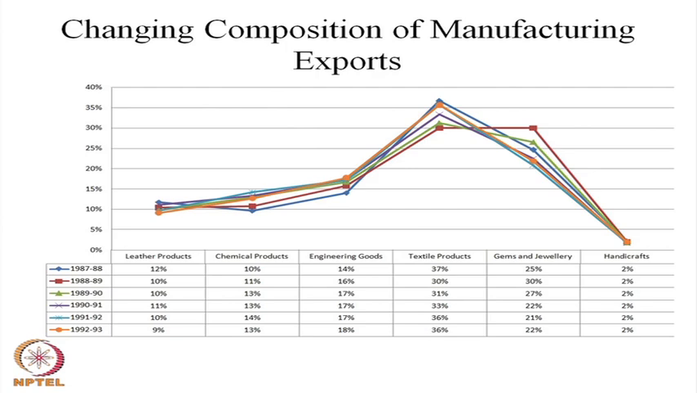Generally, if you see the textile product, particularly the textile and ready-made garment sector, it constitutes nearly 36%. After that, gems and jewelry constitute nearly 22%, and after that engineering goods constitute nearly 18%. Within the manufacturing sector, engineering goods, textile and ready-made garment, and gems and jewelry, handicraft, these segments constitute a significant part of our export side.